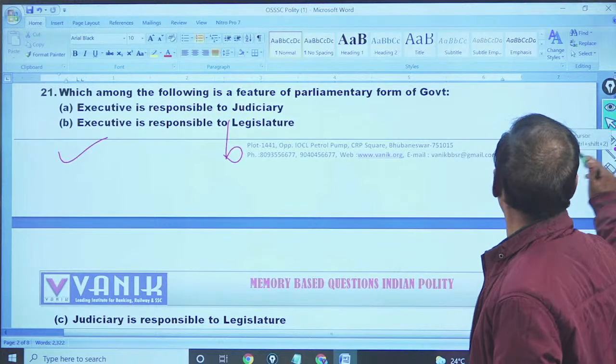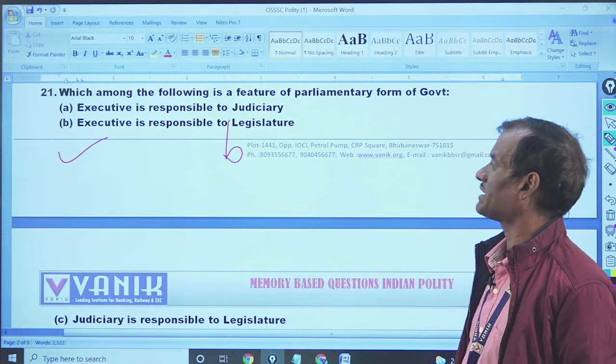21. Which among the following is a feature of a parliamentary government?